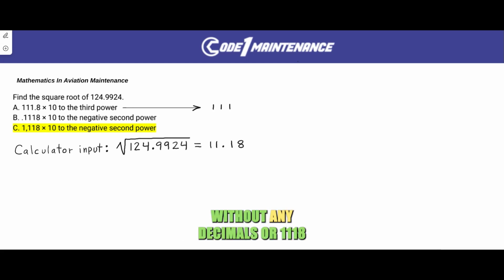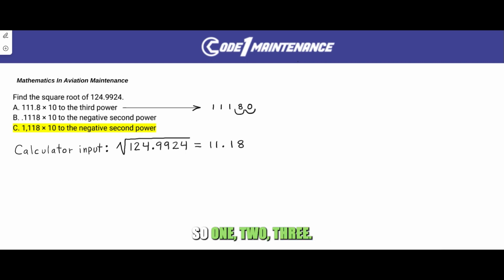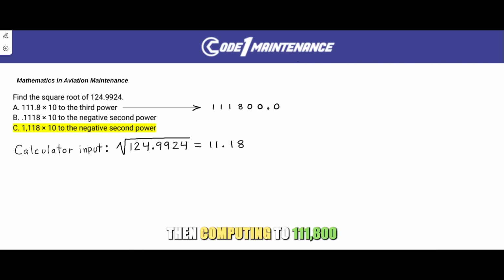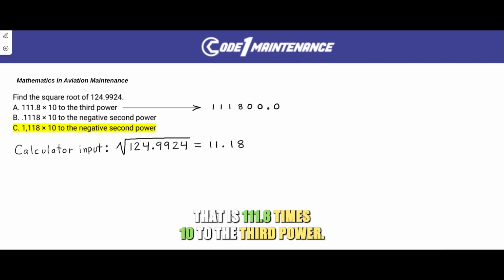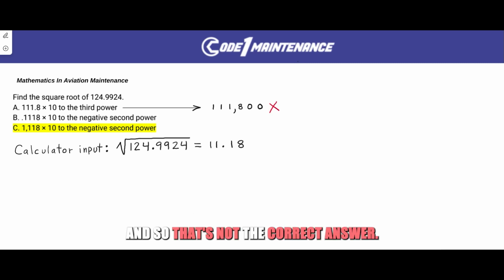So start at the first answer and translate the 111.8 times 10 to the third power first by just entering in the digits without any decimal. So 1118. And then that's a 111.8 to the third power. So that's going to move the decimal to the right 3 places. So 1, 2, 3. And so that's where the decimal will be repositioned, then computing to 111,800. That is 111.8 times 10 to the third power. And so that's not the correct answer. It is not equal to 11.18.